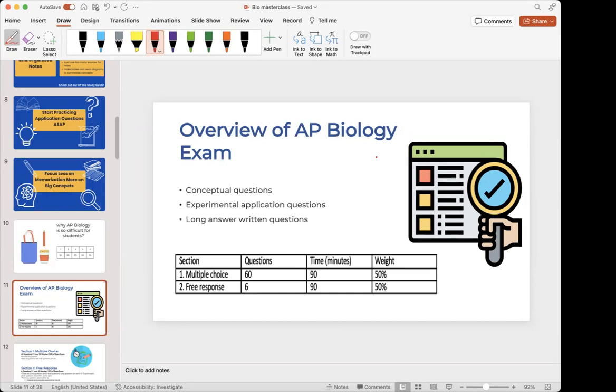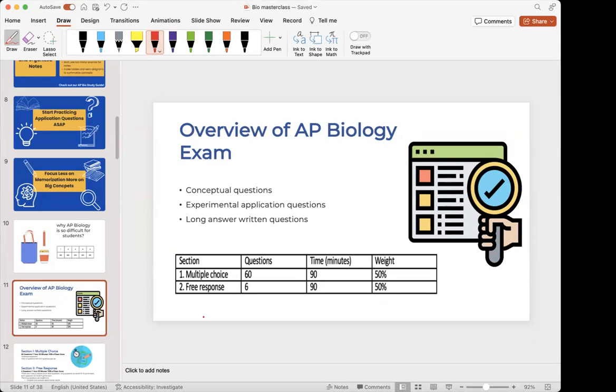So this is what I tend to prep students for, and this is what's going to separate you from a 3 to a 4 to a 5: getting yourself ready for the free response questions. Students will see, oh, it's only 6 questions, but it's 50% of the exam, right? You have to prepare for it as much as you're preparing for the multiple choice questions. So this is the overall structure of the AP exam.